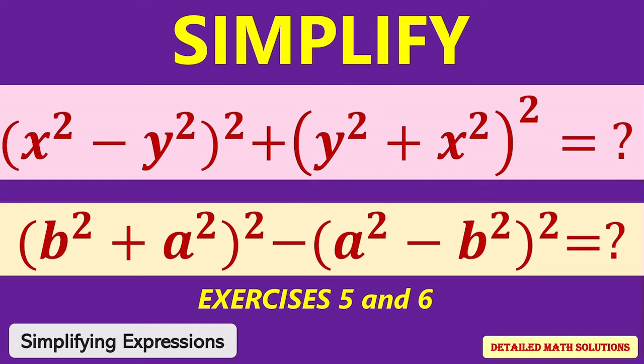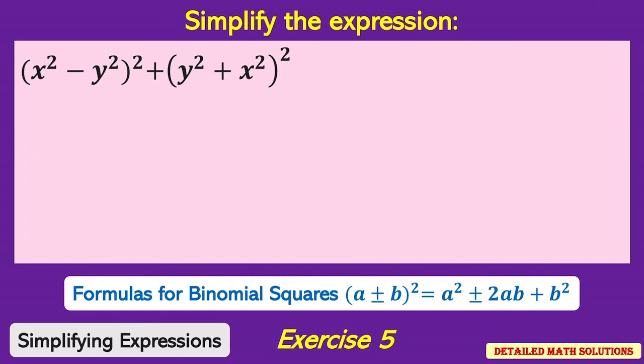In this video, I'm going to write step by step how to simplify the algebraic expressions displayed on the screen. To solve these exercises, I'm going to use the formulas for binomial squares. (a plus minus b) squared equals a squared plus minus 2ab plus b squared.